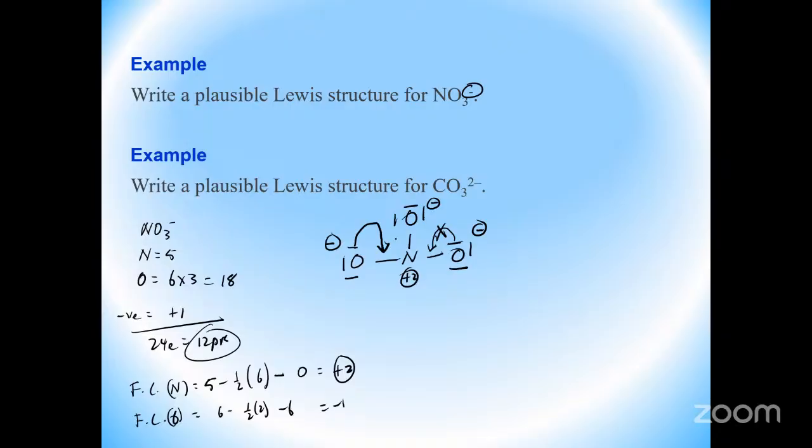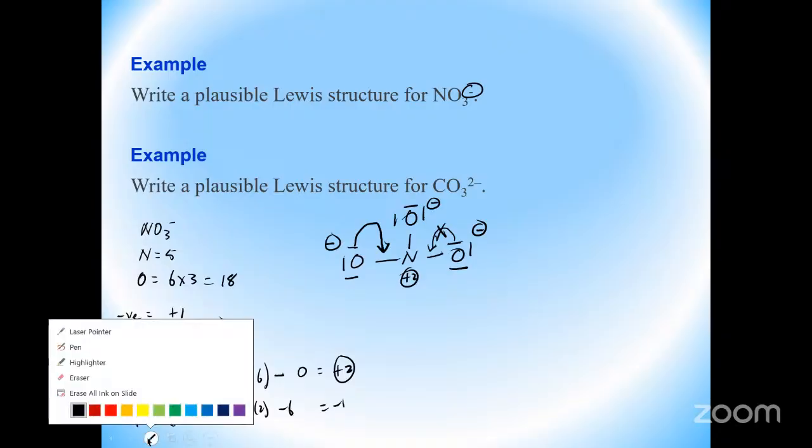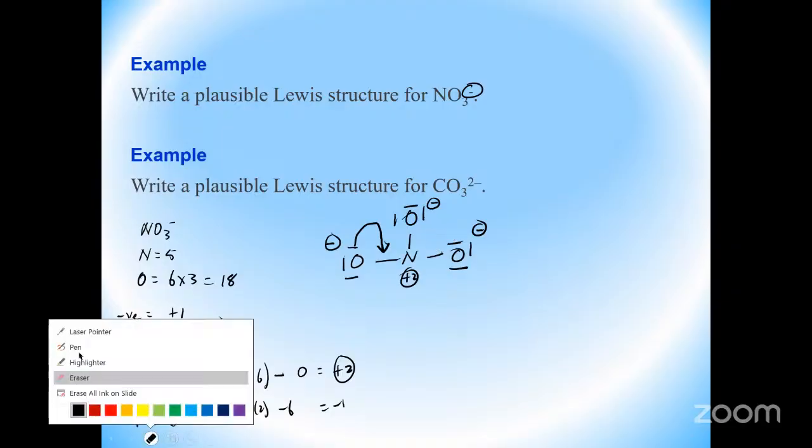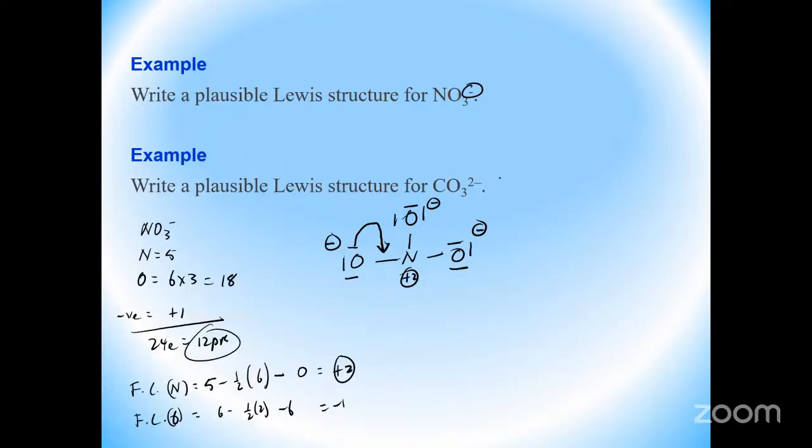So the final answer for this particular question is where this doesn't happen. So the final answer is going to be O double bond N, single bond O minus, single bond O minus, and a plus charge on the nitrogen. And that would be the final answer in terms of the Lewis structure of the nitrate ion.